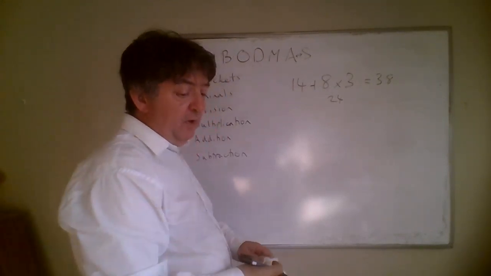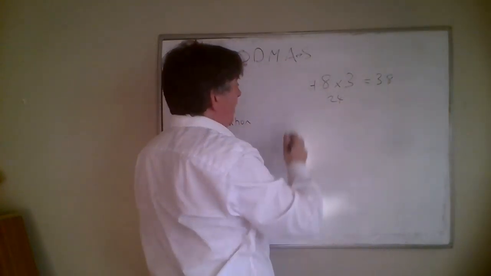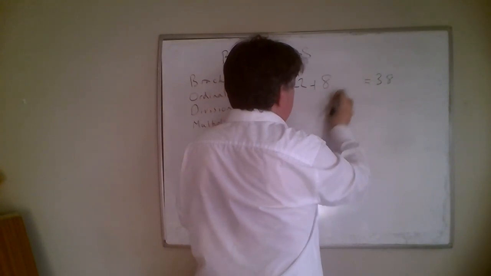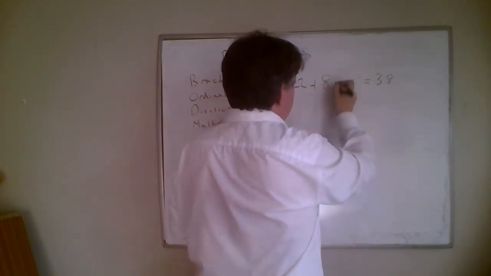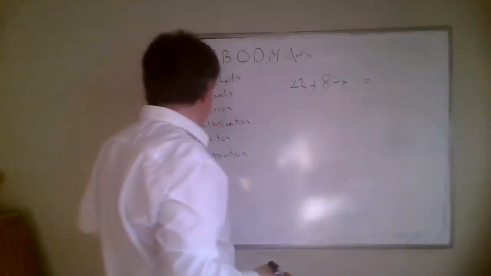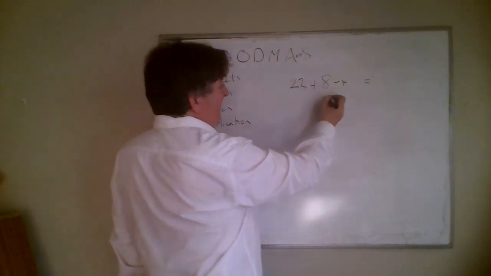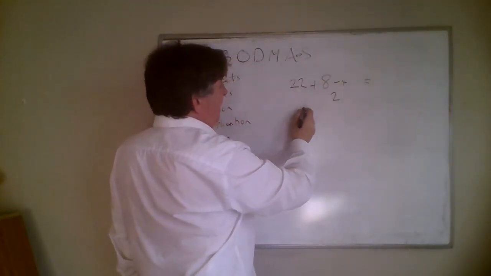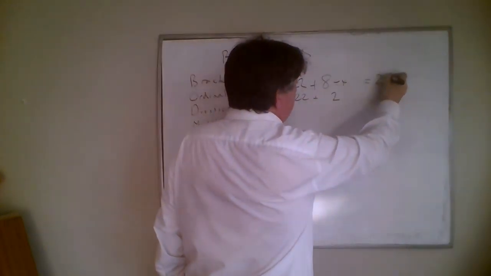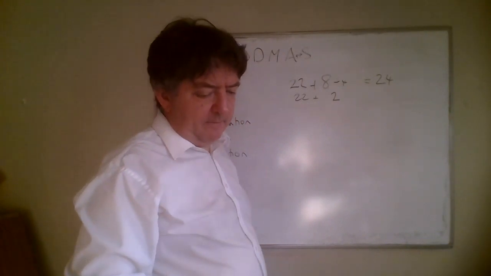So let's look at a division. So 22 plus 8 divided by 4. In this case, we do the division first. So 8 divided by 4 is 2. And 22 plus 2 equals 24. So it's straightforward once you've got the basic principle.